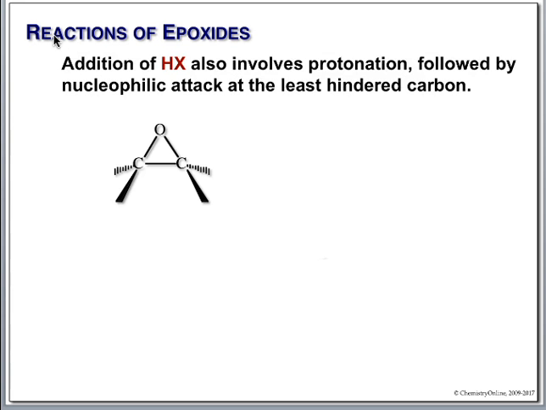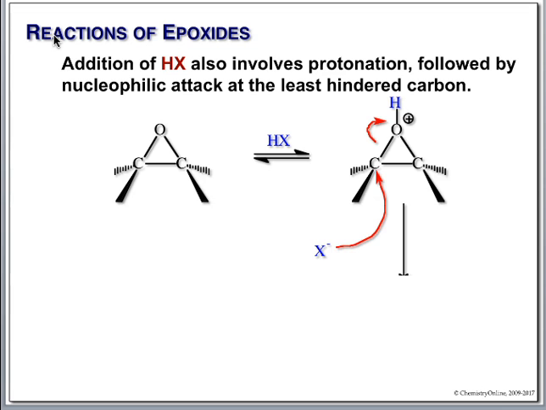HX, same thing. Strong acid, protonate the oxygen. We have X minus as our nucleophile. Once again, it's trans addition to give, what is this? Oh, by George, it's a halohydrin, isn't it? We saw this going backwards. If you treat this with base, the alkoxide attacks, and the halogen leaves. And you're back where you started.